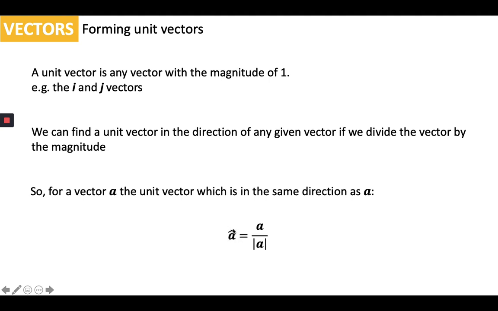So this A with a circumflex, or A with a hat, A hat equals the vector A divided by the magnitude of A. Okay, so this is the unit vector. This is how we denote the unit vector in the direction of A. The unit vector in the direction of A is A divided by its own magnitude. Okay, so let's have a look at some examples that will help us with this.